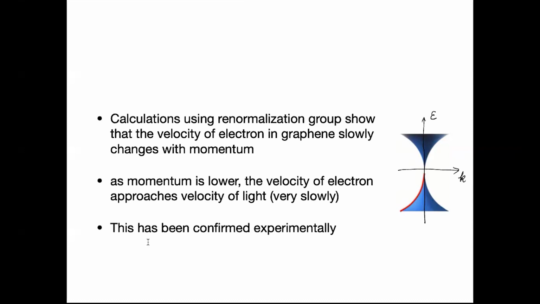This prediction, I think one of these quite non-trivial uses of renormalization group, has been confirmed experimentally. The velocity of the electron in graphene slowly changes with its momentum.